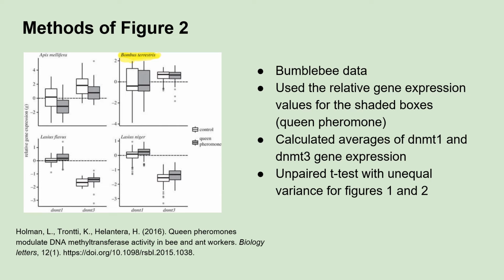After calculating the averages of DNMT1 and DNMT3 in my bumblebees and honeybees using the data from figures 1 and 2, I was able to create those two bar graphs displayed in the previous slides. And that allowed me to perform an unpaired t-test to determine the statistical significance of my data.